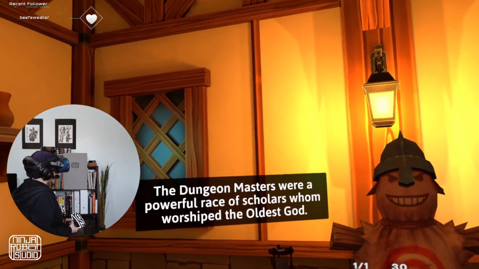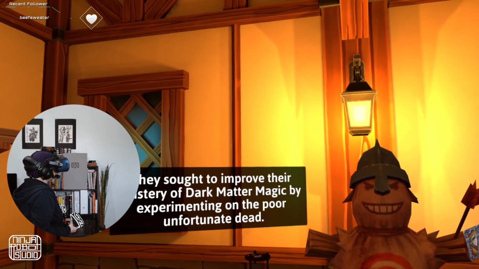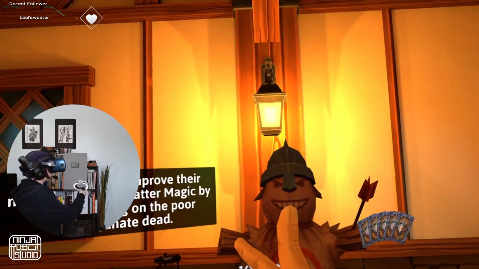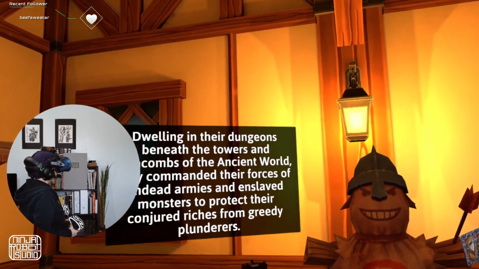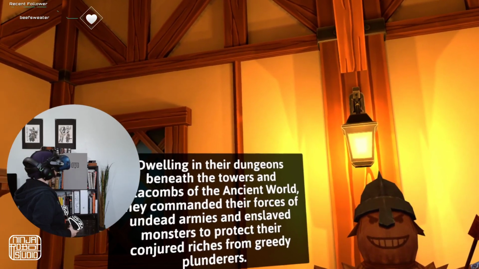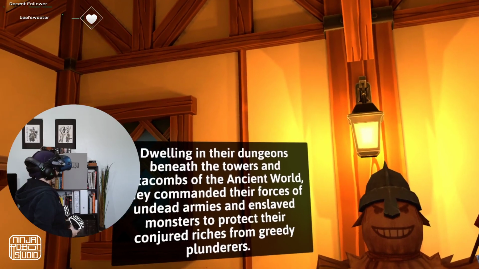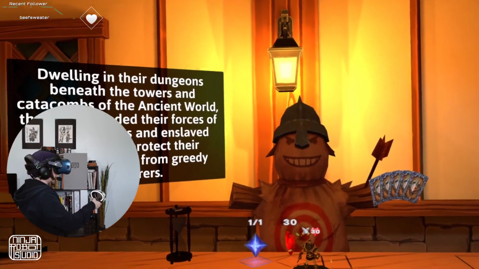The Dungeon Masters were a powerful race of scholars whom worshipped the oldest god. They sought to improve their mastery of dark matter magic by experimenting on the poor, unfortunate dead. Dwelling in their dungeons beneath the towers and catacombs of the ancient world, they commanded their forces of undead armies and enslaved monsters to protect their conjured riches from greedy plunderers.